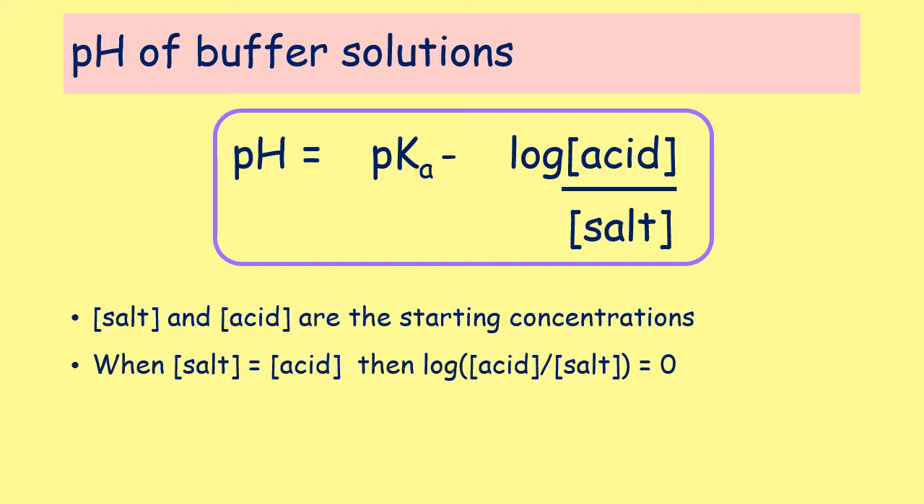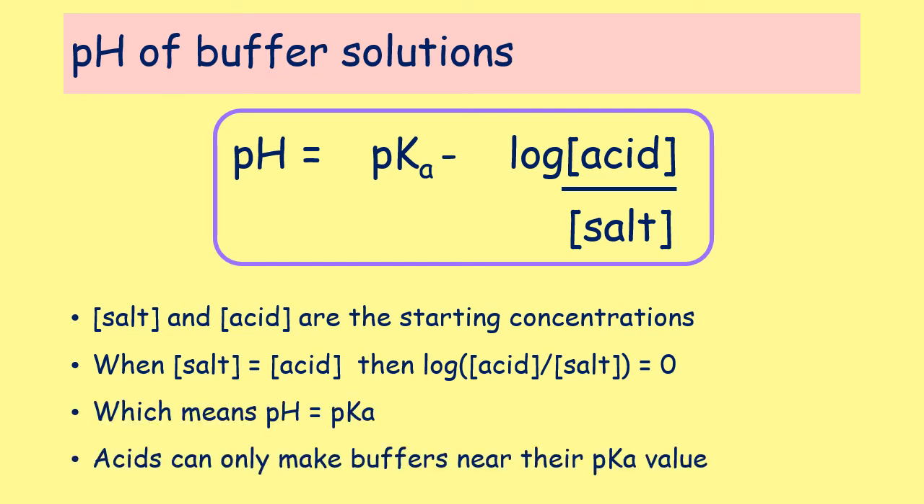What happens is that if your salt and acid are the same concentration, the ratio is 1. The log of 1 is 0 and pH equals pKa. So that can be a question that is asked. If you've got a buffer solution and the pH of it is equal to the pKa, what that means is that your concentration of acid and salt are the same.